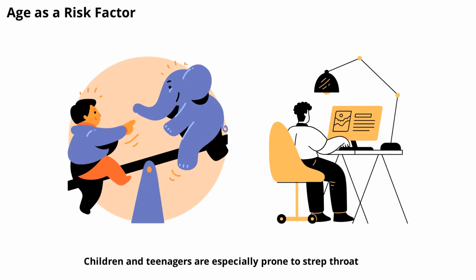Children and teenagers are especially prone to strep throat. Their immune systems are still developing, and they often spend time in group settings like schools and playgrounds. This frequent close contact increases their risk of exposure. While adults can also get strep throat, it's less common. Parents and caregivers should be particularly cautious during outbreaks to prevent the spread among young family members.